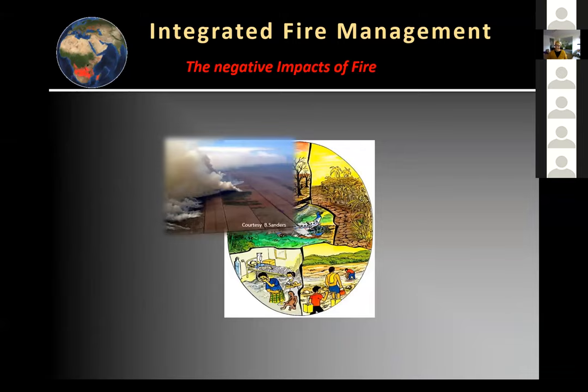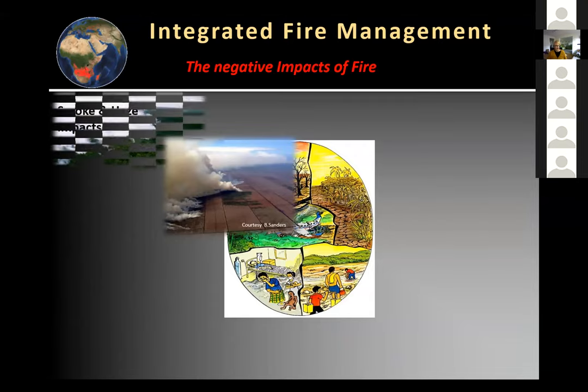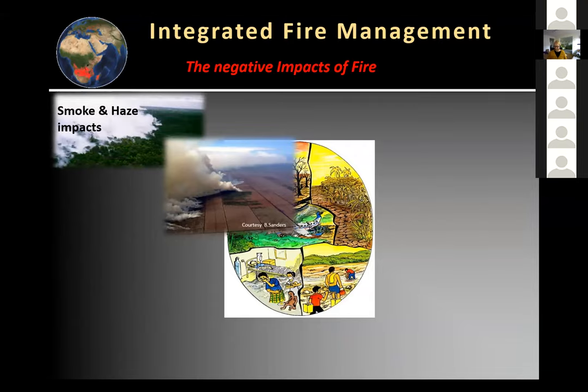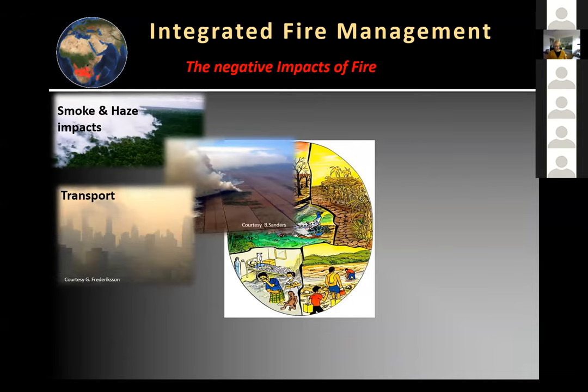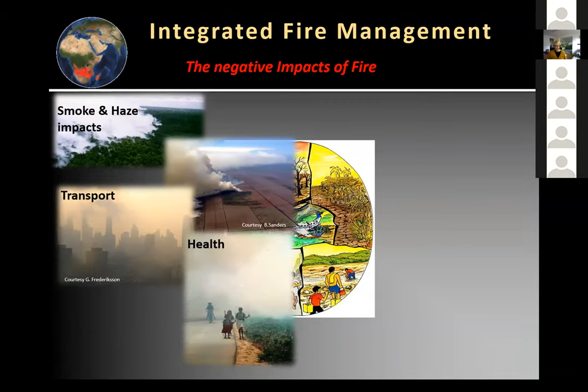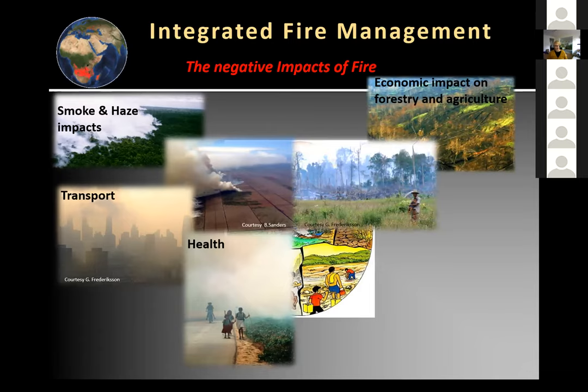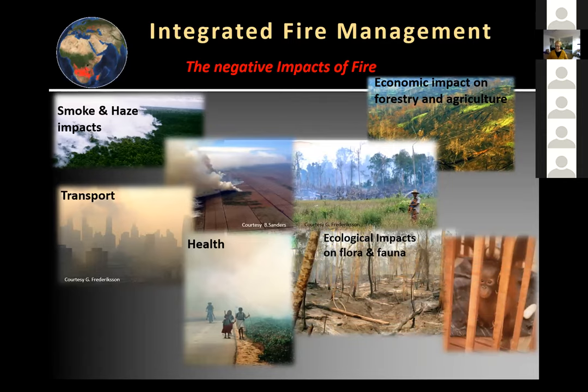I want to come back a little bit to the negative impacts of fires. Of course, we hear about them quite a lot, and I'm pretty sure we all know them. We have the problem of smoke and haze emissions, and also the impact of smoke and haze on transport and tourism. These are all pictures of the fire seasons in Indonesia. Of course, there are health impacts, then the economic impact on the forestry and agriculture sector, and last but not least, the ecological impacts on flora and fauna, and socioeconomic impacts on local rural people.